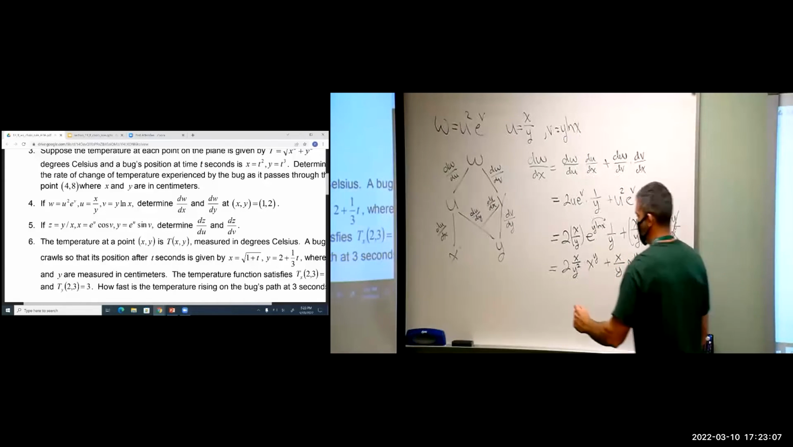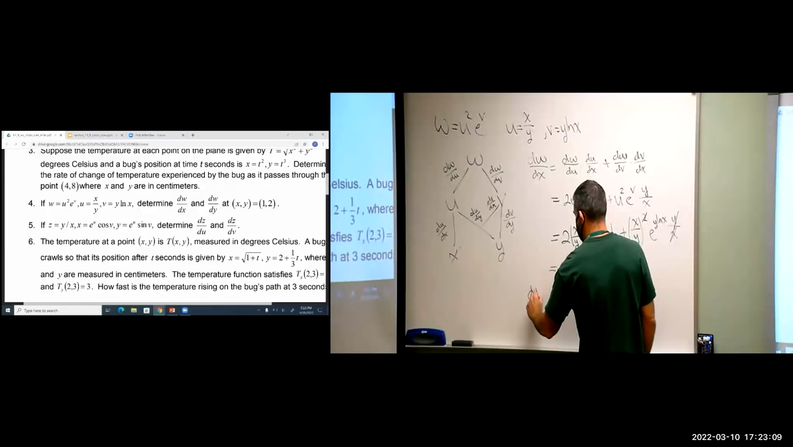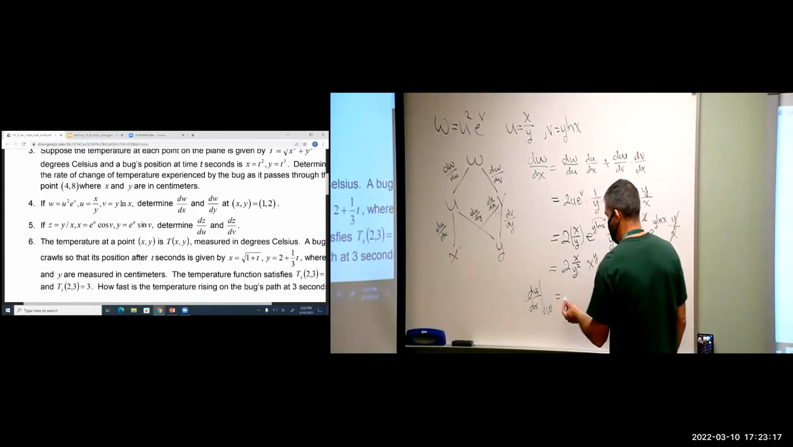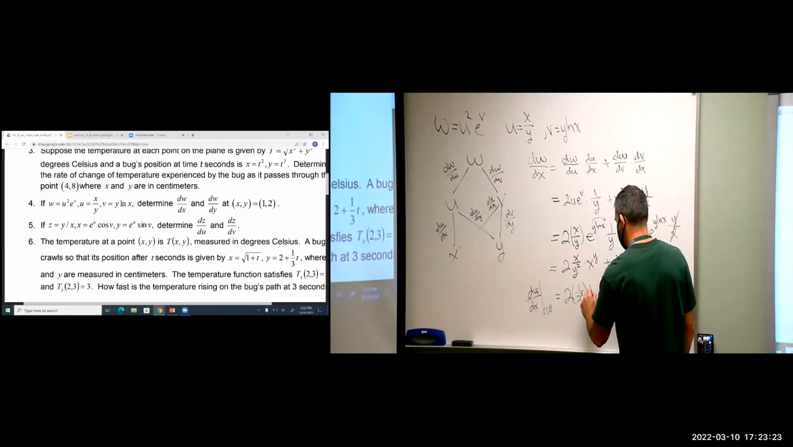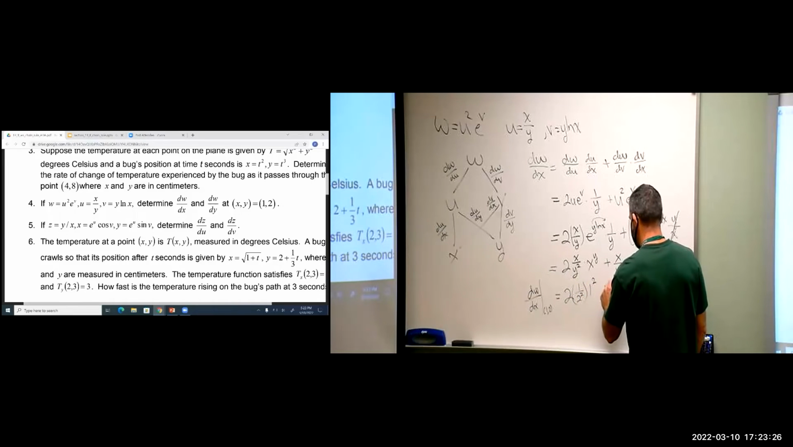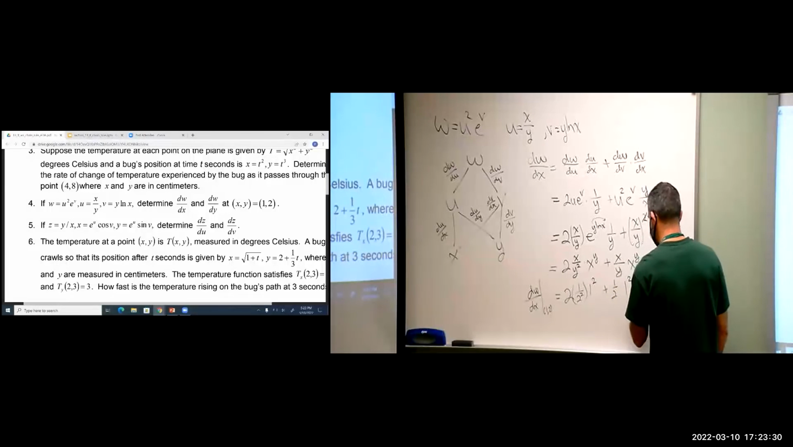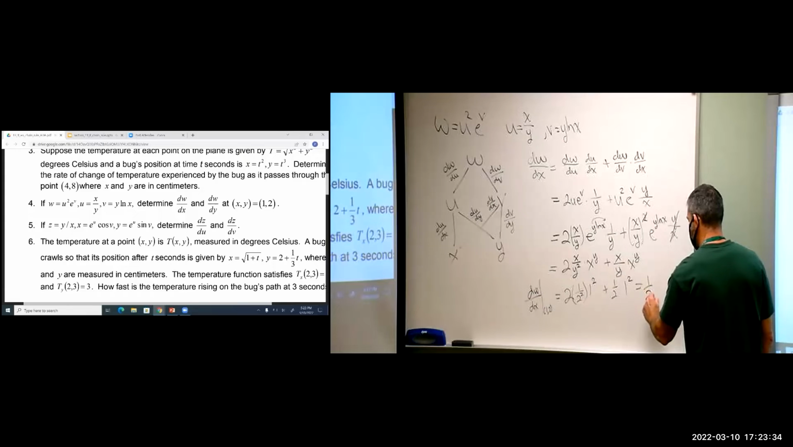So if we wanted to do dW dx at the point 1, 2, we're putting in 1 for x and 2 for y. So 1 over 2 squared, 1 raised to the 2, plus 1 over 2 times 1 to the 2. We got 2 times 1/4, that's a half, so we have a half plus a half equals 1.